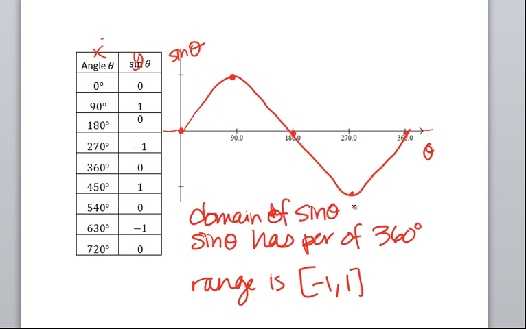Okay, actually, let me just mention this: the domain of sine and cosine is all real numbers, right? Because I could go around the circle infinite times in either direction. So there we have the graphs for sine and cosine.